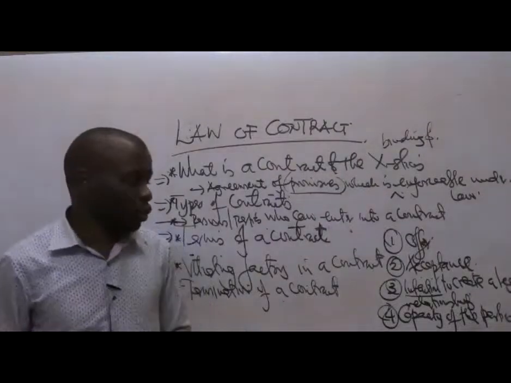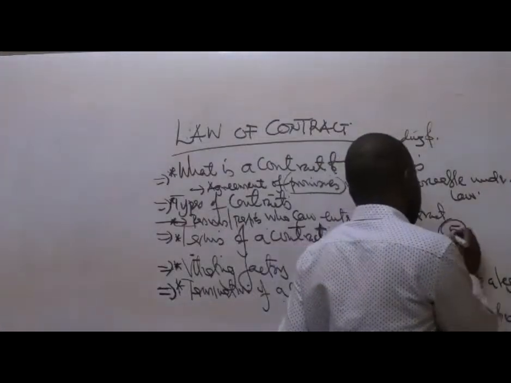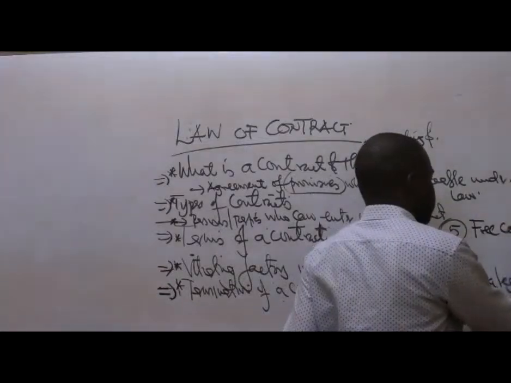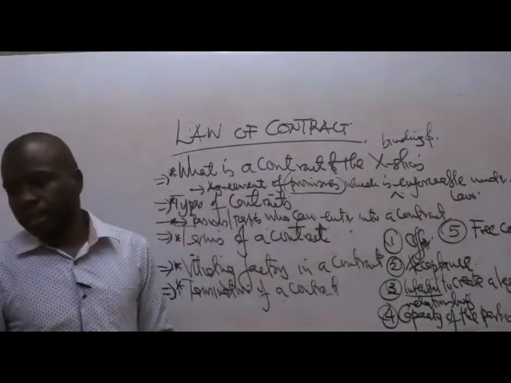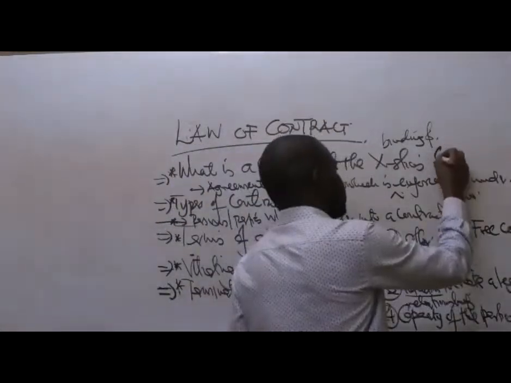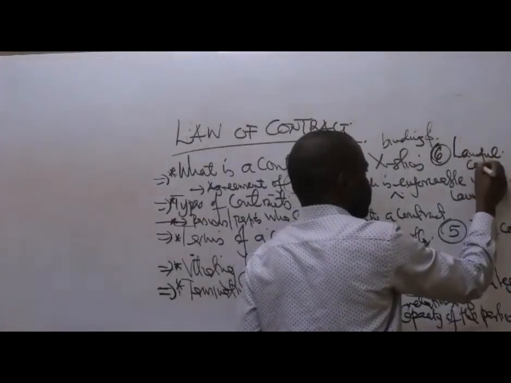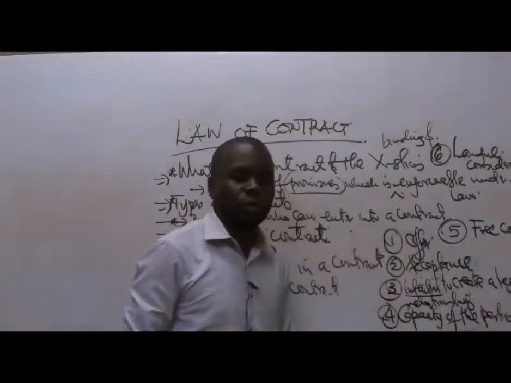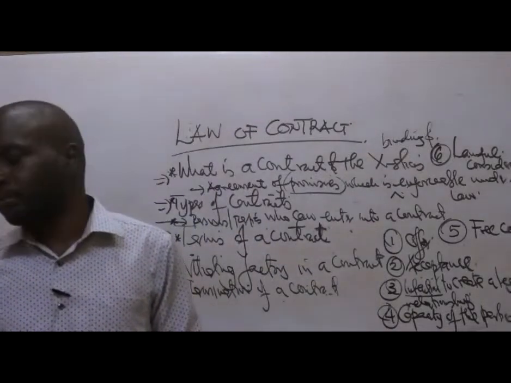Then there should be what we call free consent, not out of coercion or being forced to enter into an agreement. Then there should be what we call a lawful consideration, or simply we can just say consideration should be there. So these are the key essential elements or characteristics that should be present in an agreement for it to be concluded as actually being a contract.